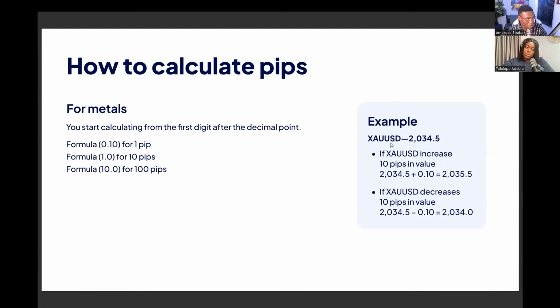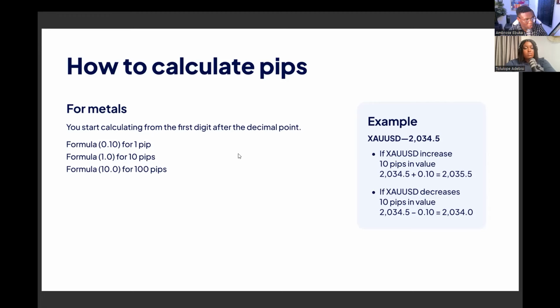Now, we have an example here with gold. The trade was executed at 2034.5. You can see that the formula for one pip here is 0.10, which means to get a 1 pip increase or decrease from gold, you just take this formula and add it to your entry price. The formula for 10 pips is 1.0, which means you can just add 1.0 to this entry price and you'd get 2035.5.